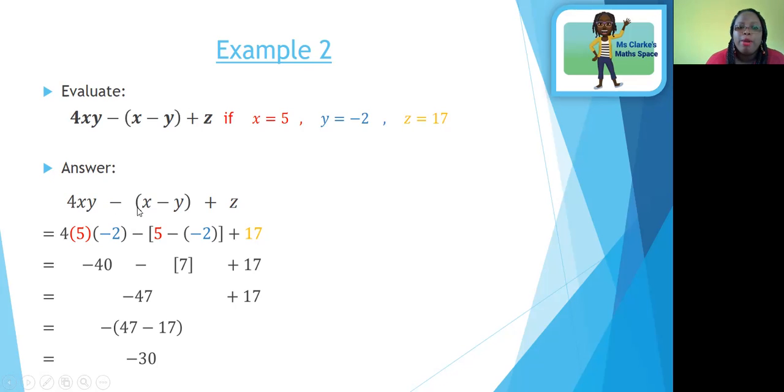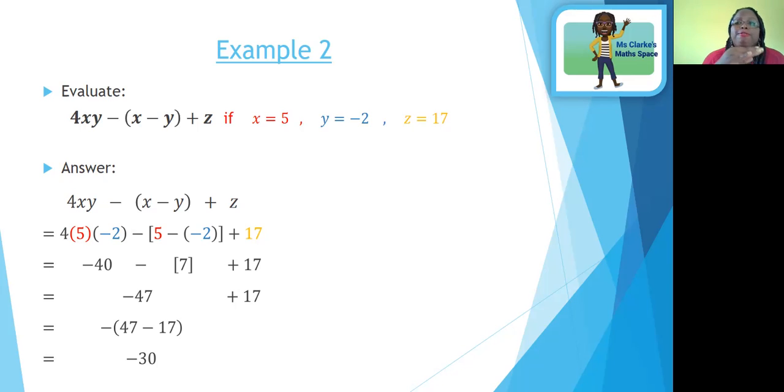Then we have our open bracket, x minus y. X is 5 and y is -2. So it becomes 5 minus, which is minus -2. So we have to be careful here. That's why we have two sets of brackets. We have the square brackets and the curved brackets to help us. And then we bring down our plus sign and we bring down z. You know that the value of z is 17, so it becomes 17, which is in yellow there. And that is the substitution part of it, where we actually substitute.